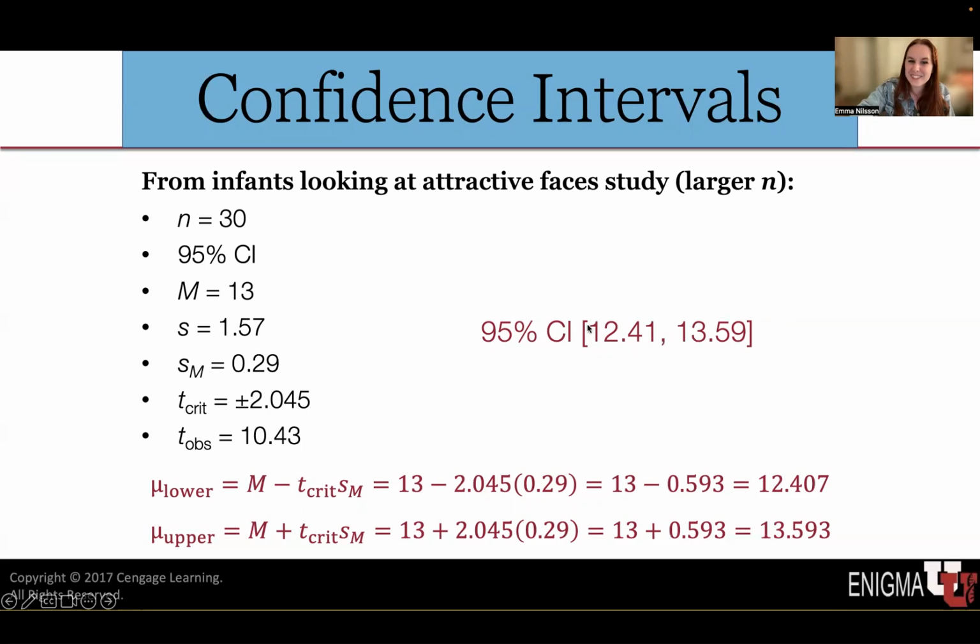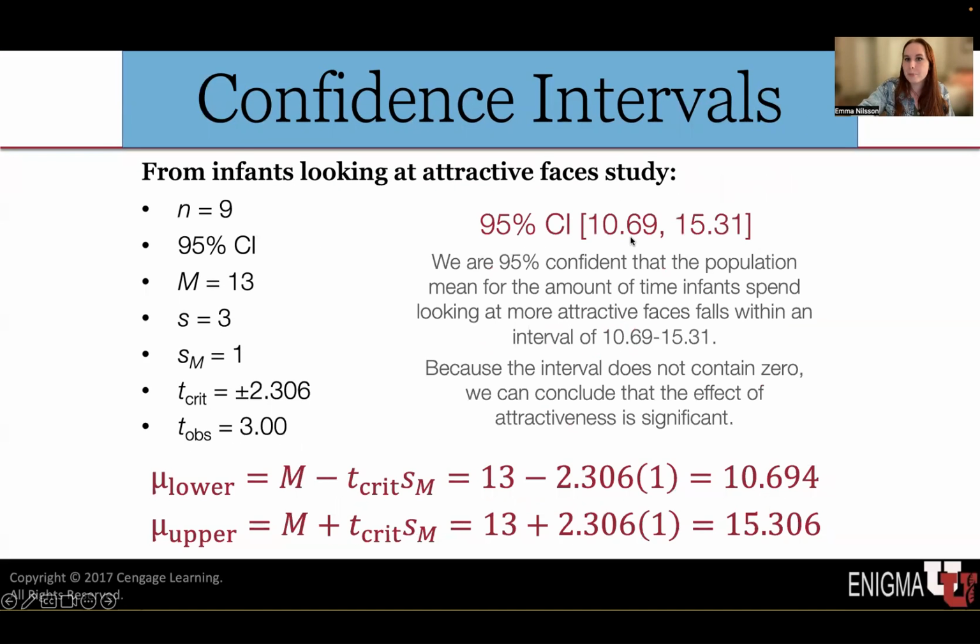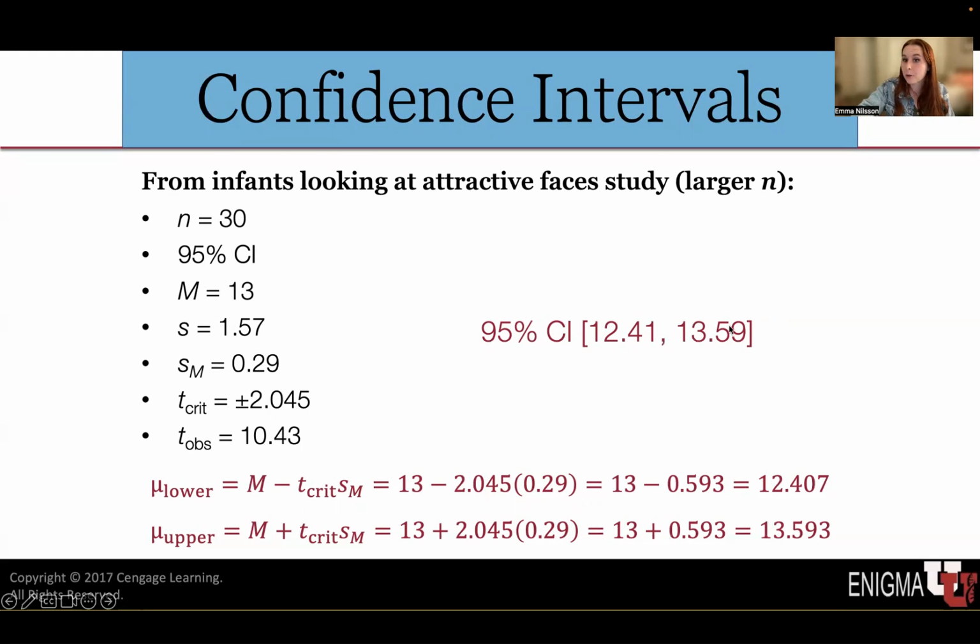And that significantly narrowed our confidence interval. It went from 10.69 to 15.31 to 12.41 to 13.59. That's a much narrower interval, which is just an example of how increasing your sample size is going to also give you a narrower confidence interval.